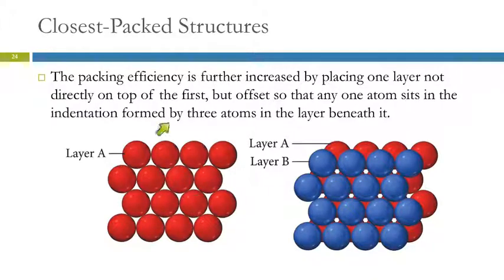So we'll do that for our first layer. And then the second layer, instead of putting them directly on top so that layer B is directly over layer A, we're going to let that layer B slide over and be offset and fit into those indentations. And that's what spheres in a box will naturally want to do. There's like a little divot here between these 3 atoms, and the next layer is going to want to sit in that divot because it's lower in energy. It's lower in potential energy. So here we have an AB pattern. The next layer would be directly above layer A.